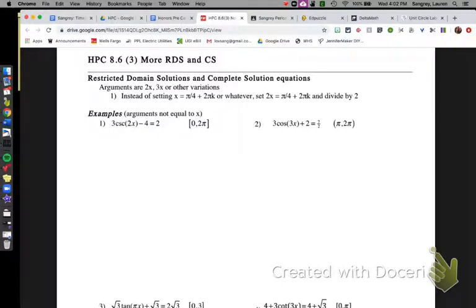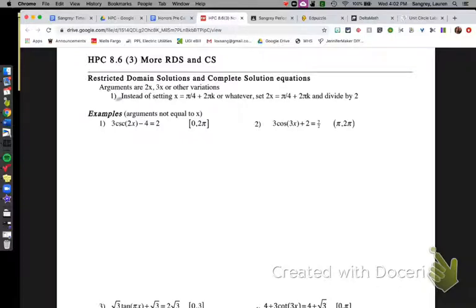This is the video for 8.6 day 3 notes. All we're doing is looking at restricted domain and complete solution equations, but the arguments are going to be something other than just x. It might be 2x or 3x. So we just have one extra step that we're going to have to be aware of.